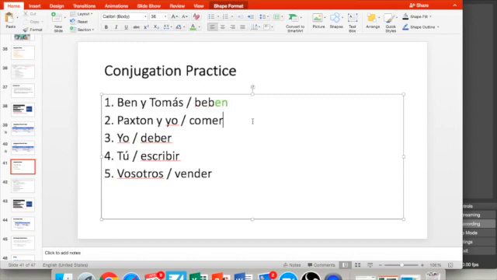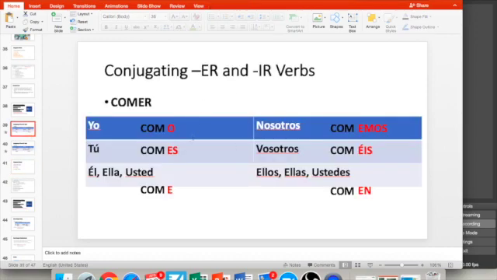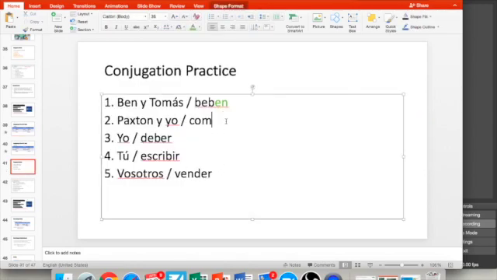Let's do another one. Number 2 says Paxton y yo comer. Well, Paxton y yo would be I, you, he, she, we, or they. Good. Hopefully you're saying we. Paxton and I would be we. Comer was an ER verb. So I'll go back to my ER verb endings here. Nosotros means we, so I'm using my top right box here. My correct ending should be emos. So I'm going to say that Paxton y yo, take off my ER in comer, add back emos. Paxton y yo comemos.